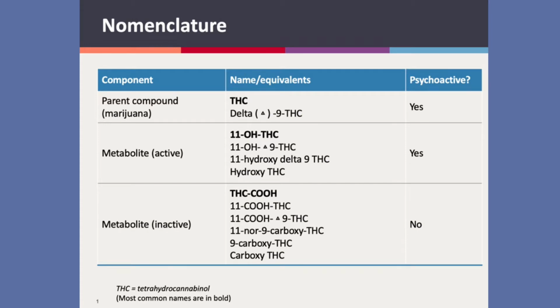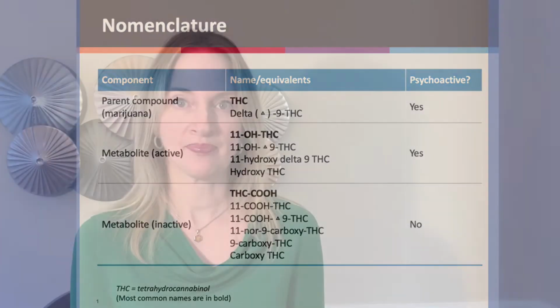Now, when we're getting these test results, the numbers that we get are, unlike alcohol, don't tell us if somebody was impaired or not. We can sometimes narrow down a time frame based on if the parent compound is still detectable in blood or urine, and same thing with the active metabolite 11-hydroxy-THC. However, it's not a situation that we could say, oh, this person was impaired or not impaired based on the numbers that we have.